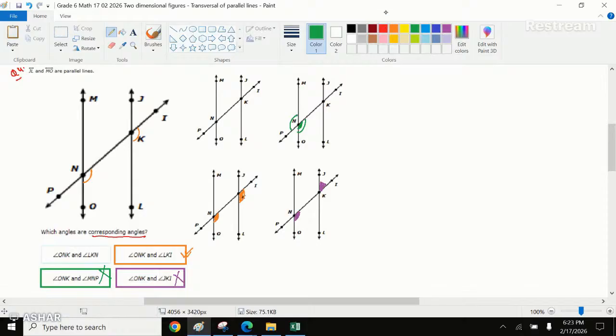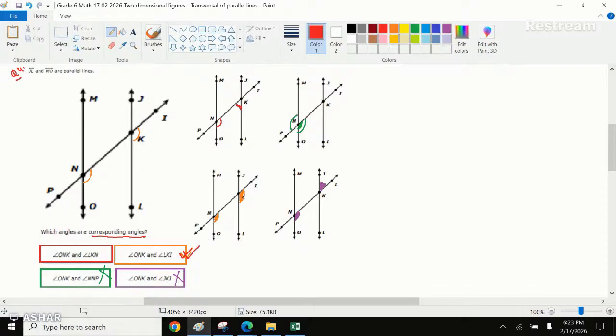And for the first option, let's say if these two angles were given to us, ONK and LKN, these are interior angles, right? But they are not corresponding. So we have only one pair of corresponding angles, that is this option, ONK and LKI.